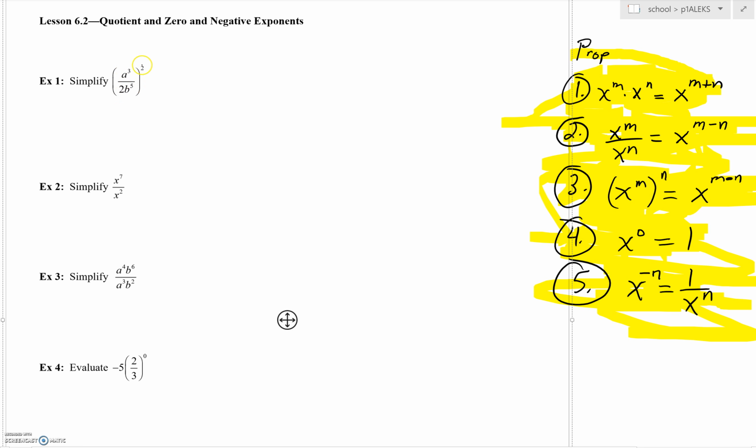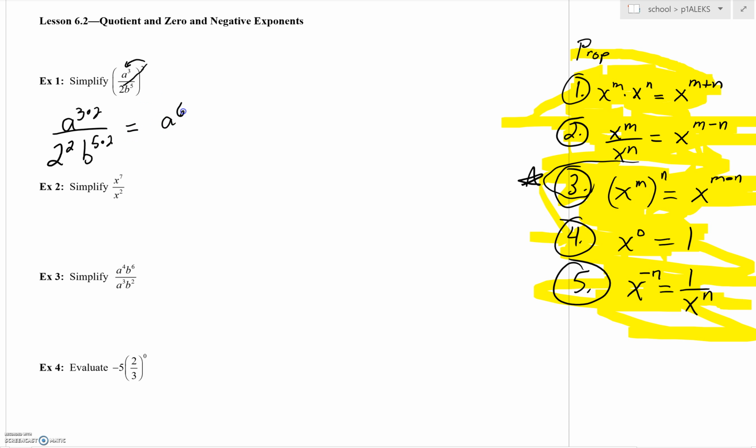We've got 3 items that are being squared. We're going to have to deal with all 3 of them getting raised to the second. Here's a power to a power with that a. So we're going to have to use property number 3. We're going to use it a lot. Down below, this is the one that gets forgotten: that 2 is going to get squared also. And then finally, we're going to have 5 times 2, a power raised to a power as well.